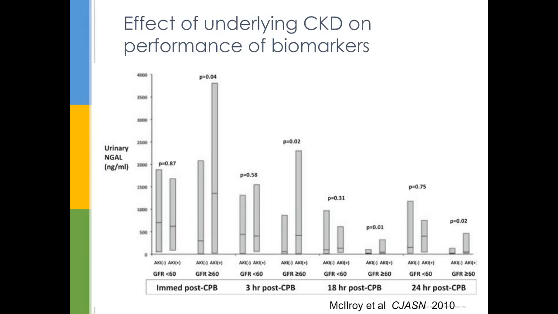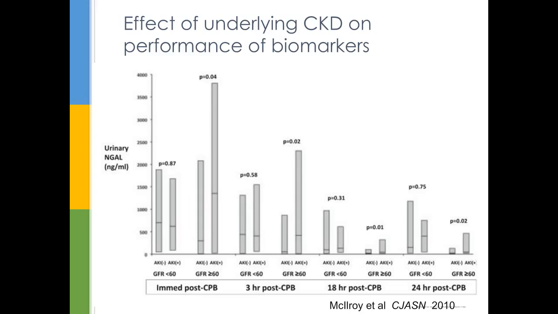And this slide exemplifies to a large extent what happens if you have underlying chronic kidney disease. At the bottom here, you can see two groups: patients with GFR less than 60 and GFR greater than 60. In each panel, you have immediate post-cardiopulmonary bypass, 3 hours, 18 hours, and 24 hours. And this is urinary NGAL as an example.